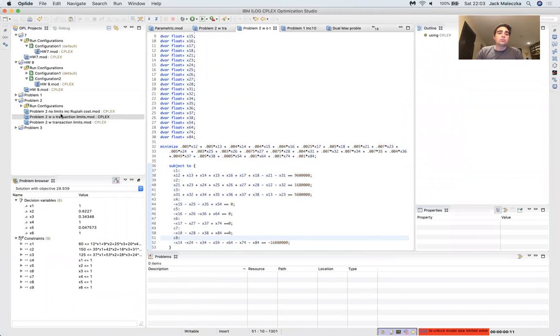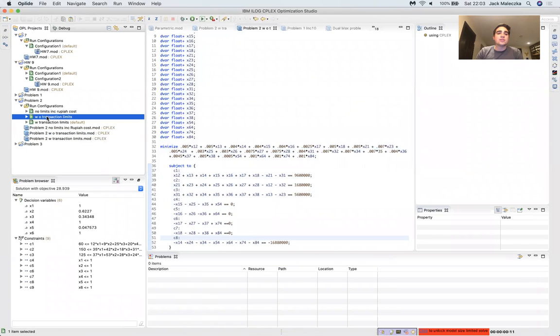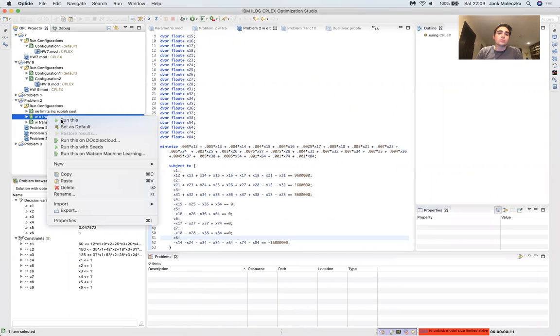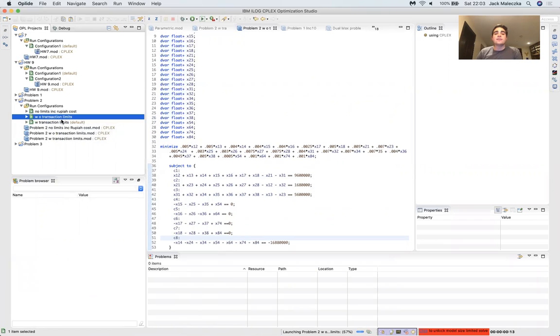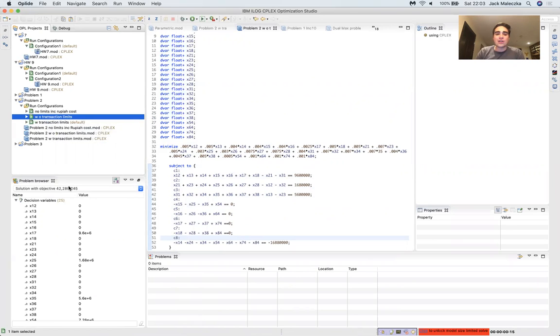Now, if we run this, we will see that we get a different optimal solution, which is to be expected. In fact, it is quite a bit more cost efficient. It only costs $42,000. We see that we transfer only a couple of times.